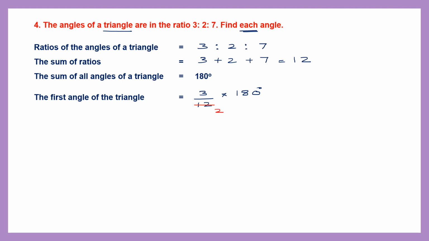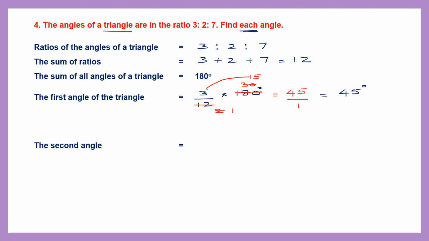6 2s are 12. Now here 6 3s are 18 and put the 0, so 30. Now I can cancel 2 and 30 again, isn't it? 2 1s are 2 and 2 into 15 is 30. Okay, so now I have nothing more to cancel. I'm going to multiply my numerators. 15 3s are 45, denominator is 1. So 45 by 1 is 45. And since we're finding the angle, let's put degrees. So the first angle is 45 degrees.